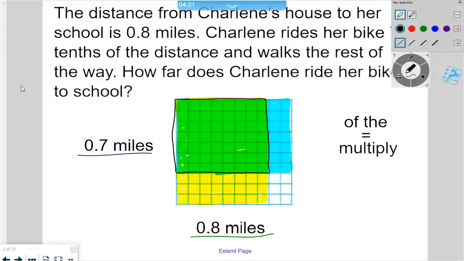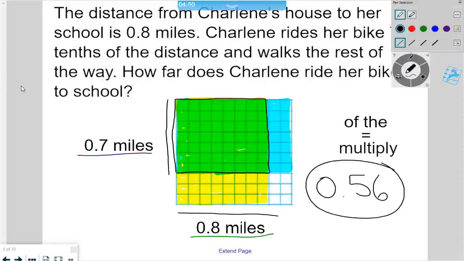We can do it one of 2 ways. We know that this way, that's 1, 2, 3, 4, 5, 6, 7, 8, because we have 8 right here. This way, we know 1, 2, 3, 4, 5, 6, 7 goes this way, because that's our blue. So we count them up. 8, 16, 24, 32, 40, 48, 56. So our answer is 0 and 56 hundredths.